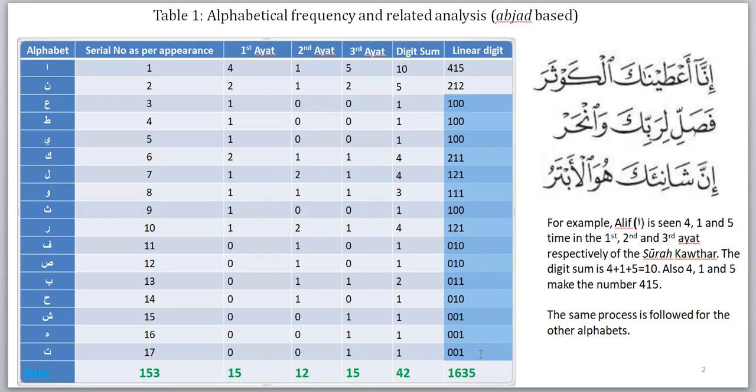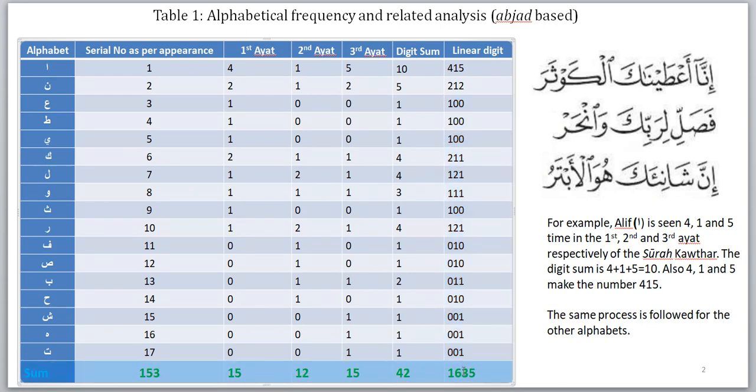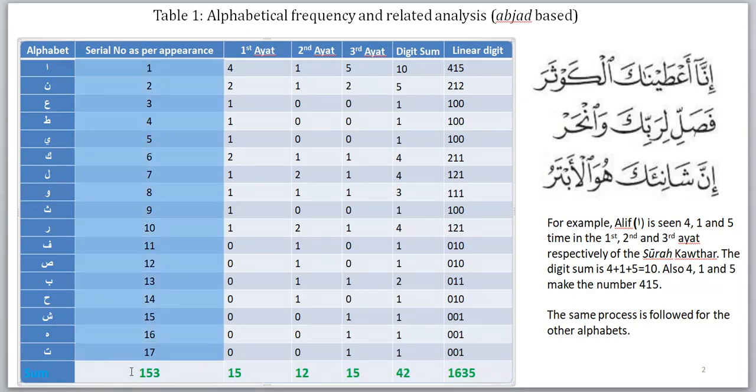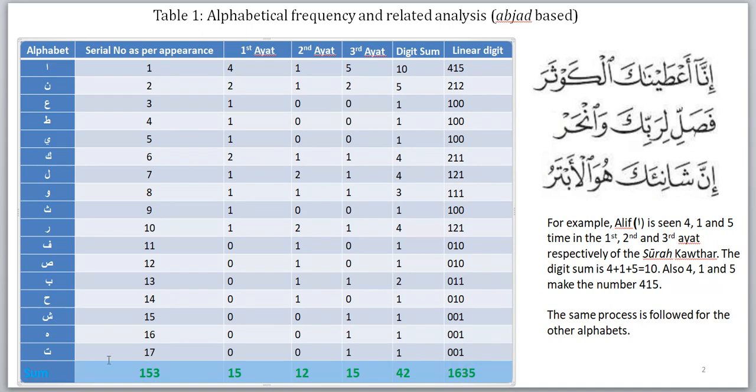Now, if we come to the last row and sum all the respective values of the column, we get these 1, 2, 3, 4, 5, 6 values. And these are also calculated by summing all the respective values.